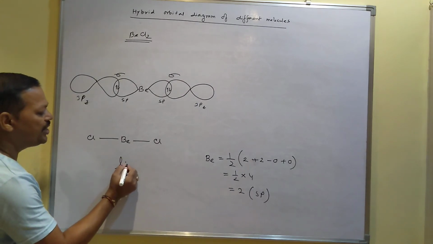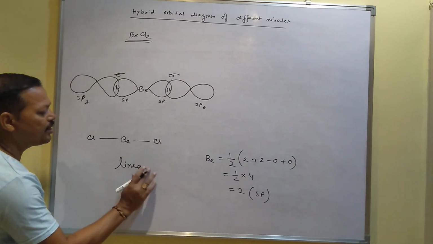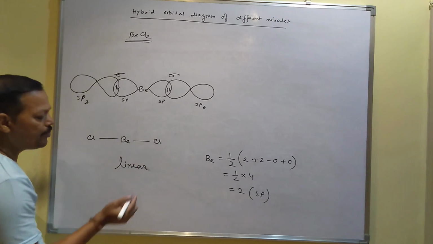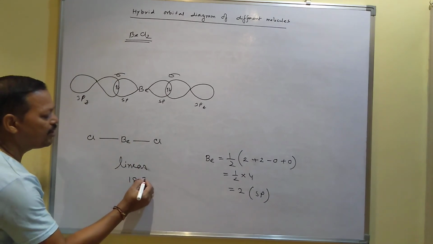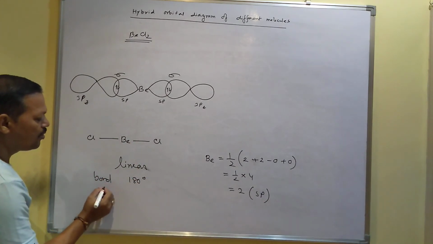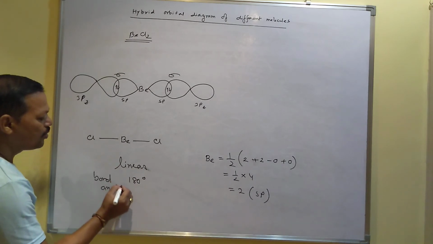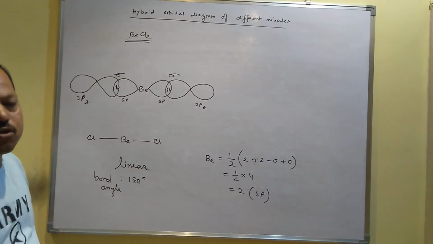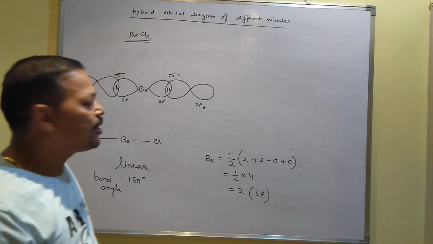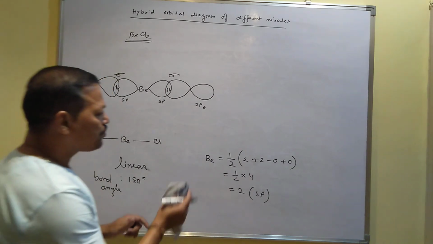So shape will be linear due to sp hybridization, and since there is no lone pair inside beryllium, that's why you will get exactly 180 degree bond angle. So like this way you can draw the hybrid orbital diagram of different molecules.